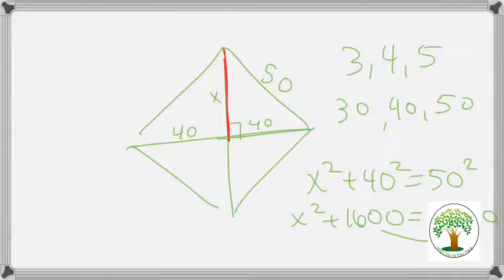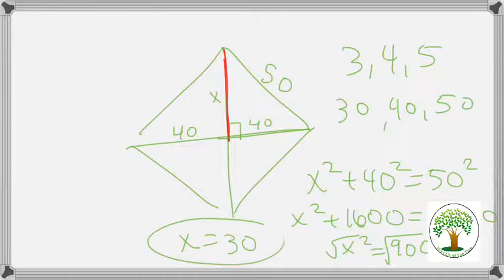That's so cool. So the x squared will equal 900 after you subtract. And the square root of 900 is 30.